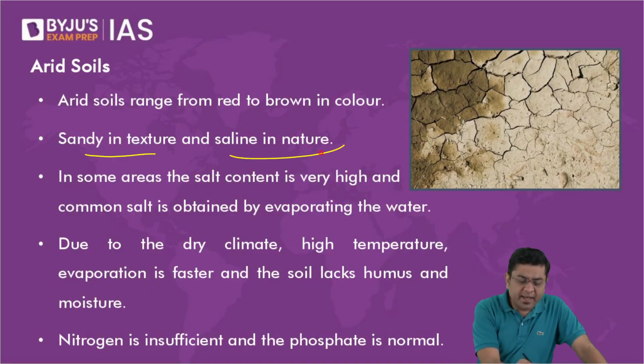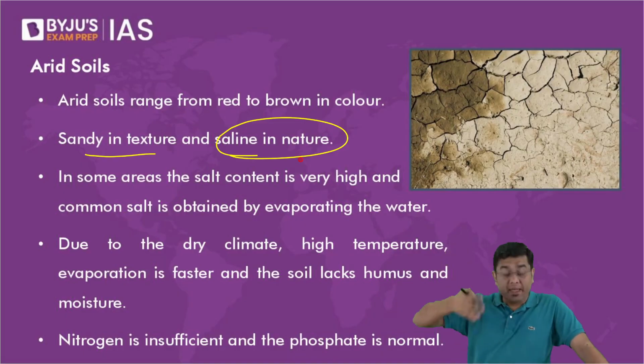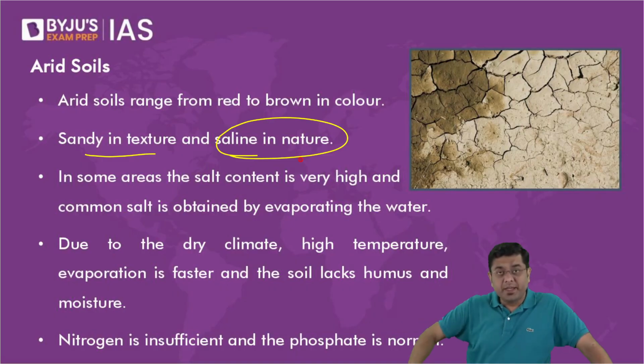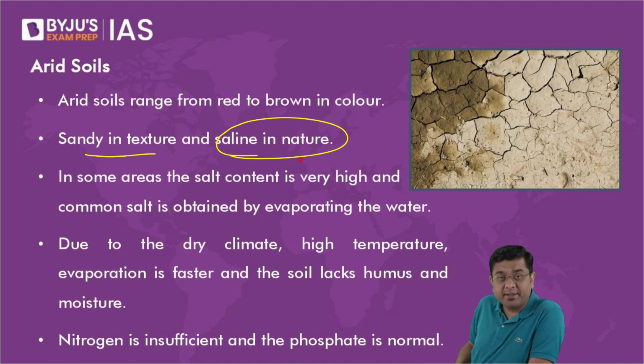It is going to be very saline in nature, right? Why? Because evaporation will be significantly encouraged, and evaporation will happen at a very fast rate in these areas. Whenever evaporation happens, the salt gets left behind. So that is why arid soil in many areas are also utilized for the extraction of salt around the region of Rann of Kutch, for example.